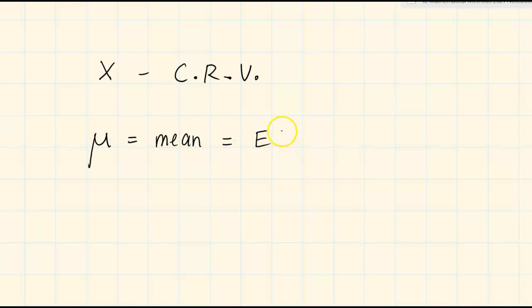If x is a continuous random variable, what is mu? The mean. What's another way of saying the mean? Expected value. And we can write that like that. And what is the formula for the expected value of a continuous random variable? Come on.